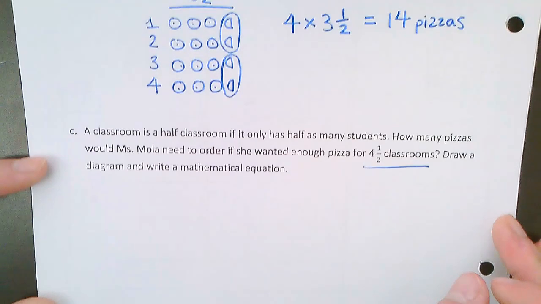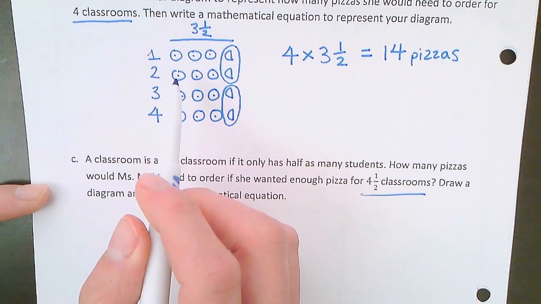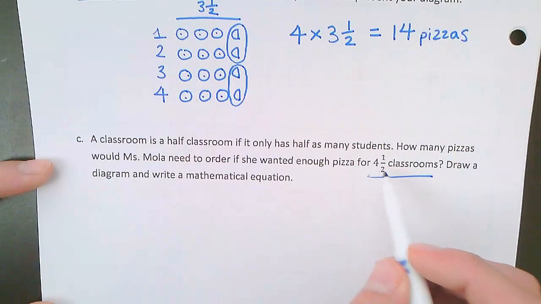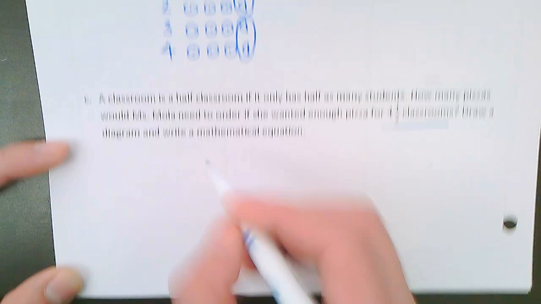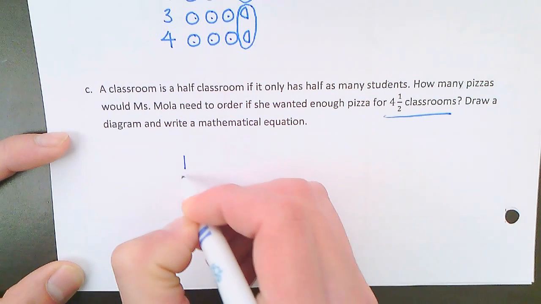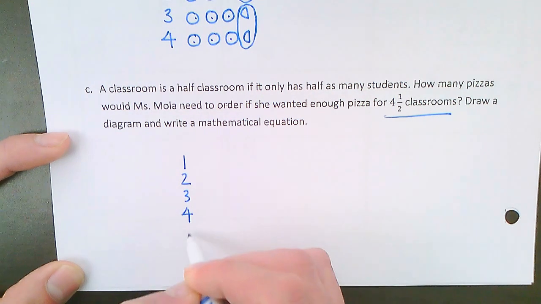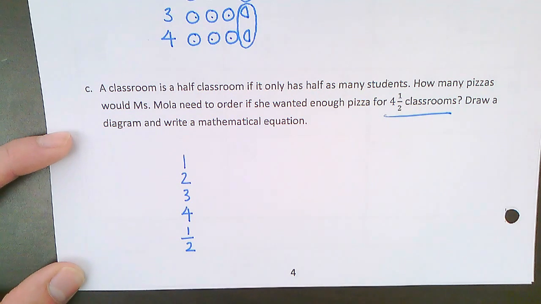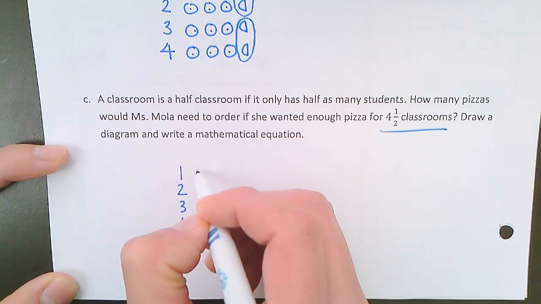So I know that I'm going to need a diagram that's similar to what I did in Part B, except now instead of 4 classrooms, I have 4.5 classrooms. So to set up my diagram, I'll write out the number of classrooms that I need. 1, 2, 3, 4, and then a half classroom. And then I'll start filling out the pizzas for each classroom.